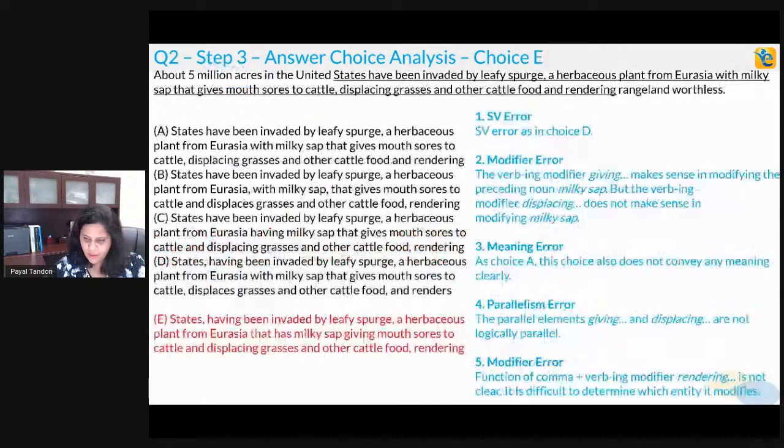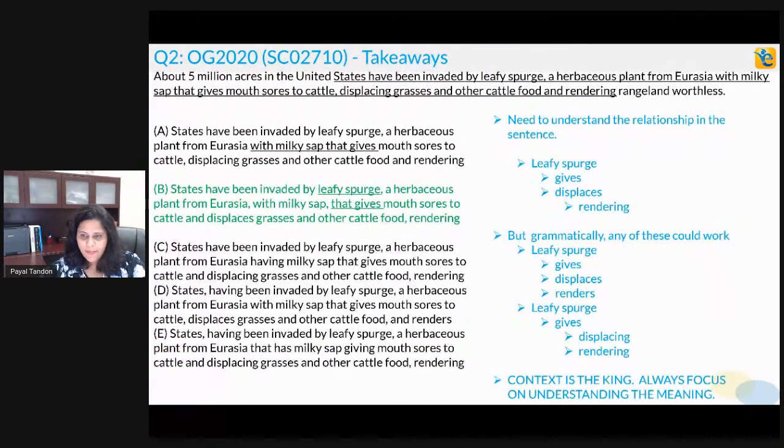Okay, so we are done with choice D. Choice E, nobody selected choice E. So again, you have this, go through it at your own convenience. So again, you need to understand the relationship in the sentence. The relationship that's there in the sentence is that the leafy spurge gives, it displaces, and this leads to rendering, okay, of the grassland worthless.